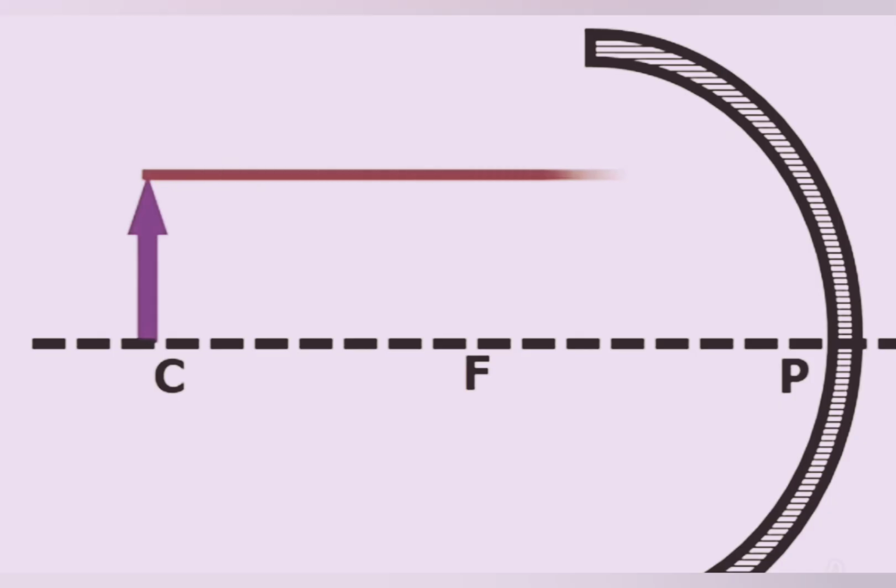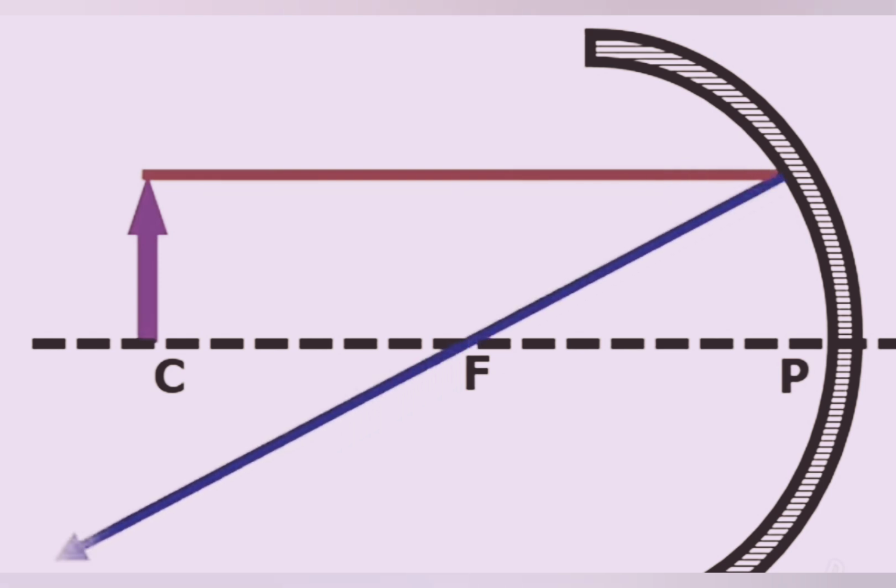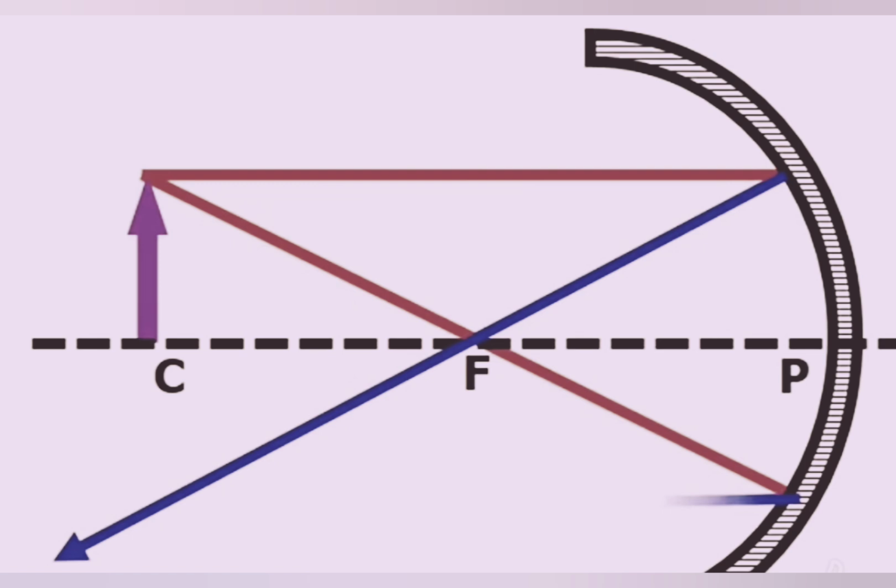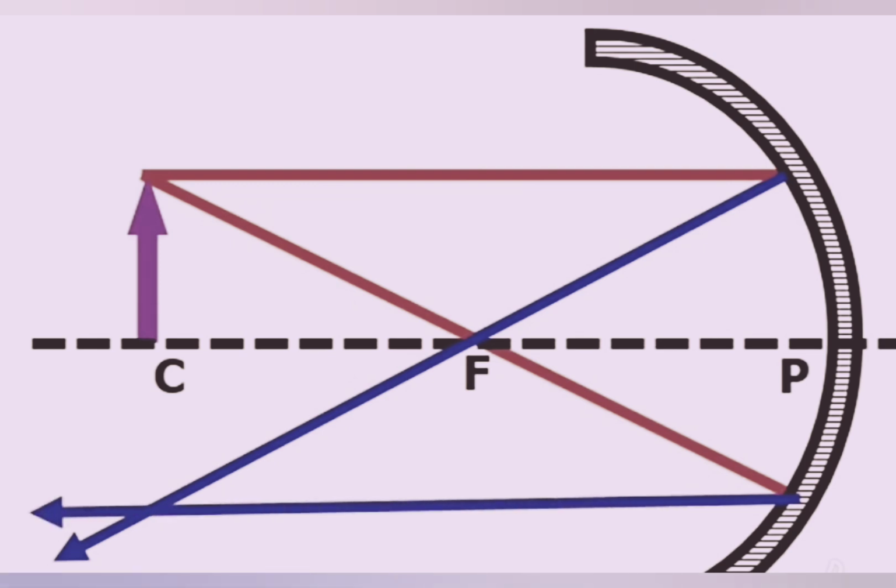First ray rule: the ray is parallel to the principal axis. After reflection, it passes through the focus. Second ray rule: the ray passes through the focus. After reflection, it becomes parallel to the principal axis. Now observe the reflected rays. They meet exactly at the center of curvature. So the image is formed at the center of curvature.